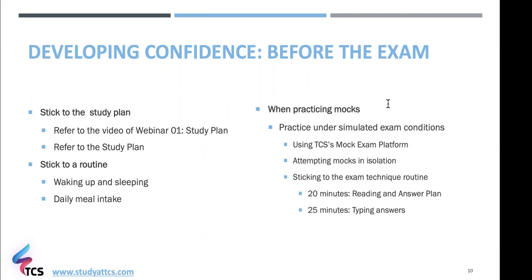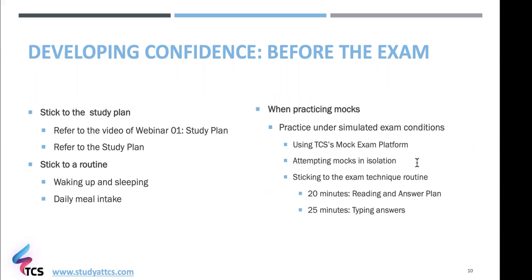Okay. And before the exam, you are supposed to practice mock exams. This is what was highlighted by the CIMA examiner. So when practicing mock exams, practice under simulated exam conditions. If you invest in the premium package, you will have access to our exam platform. So if that is the case, you can practice all 5 mocks under exam conditions and try to attempt mocks in isolation without any disturbances.